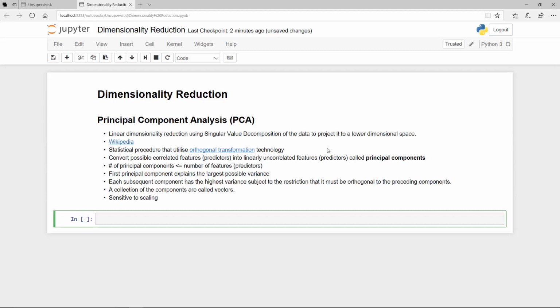Ultimately, what we are interested in is what comes out at the other end. It basically converts possibly correlated features or predictors into what are called linearly uncorrelated features. And these linearly uncorrelated features are called principal components. The number of principal components is usually less than or equal to the number of features or predictors.